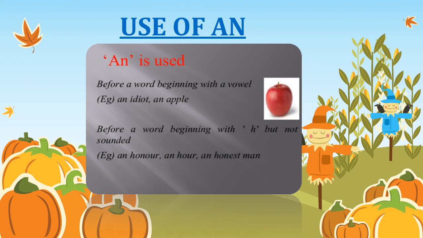Now let's study the use of an. An is used before a word beginning with a vowel. For example, an idiot, an apple. Both the words begin with a vowel. Idiot begins with I vowel. Apple begins with A vowel.